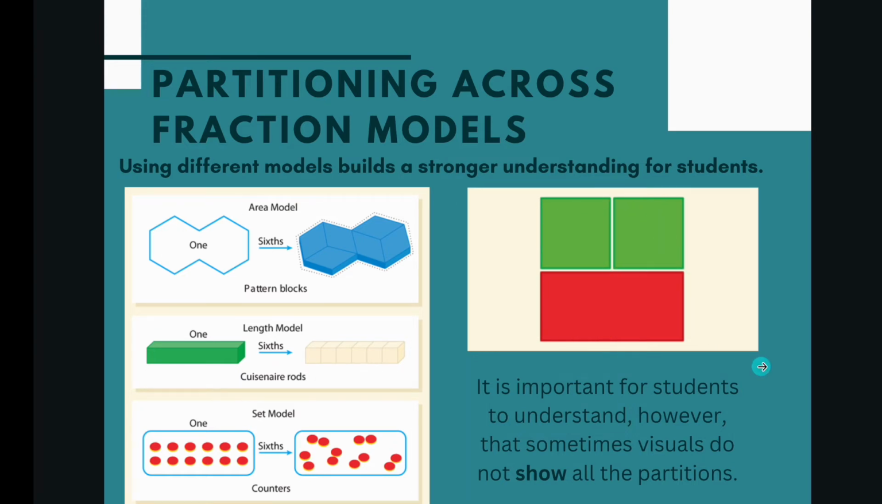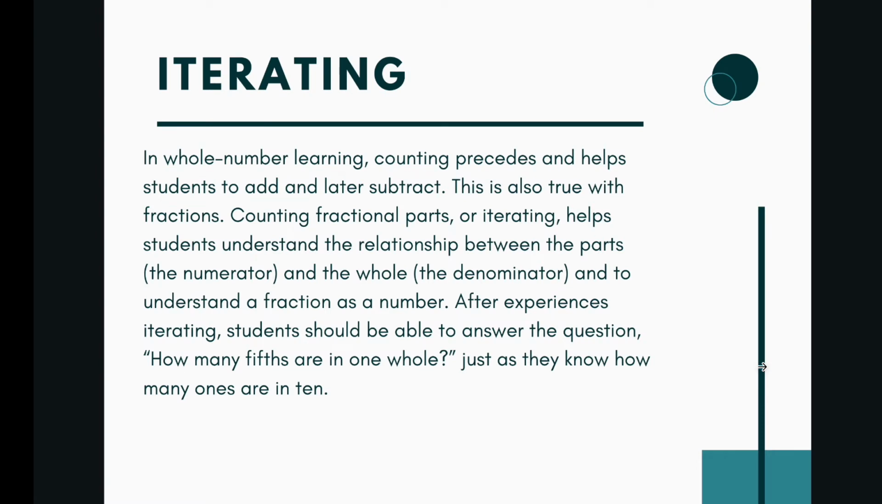The next concept we'll be talking about is iterating. In whole number learning, counting proceeds and helps students to add and later subtract. This is also true with fractions. Counting fractional parts, or iterating, helps students understand the relationship between the parts and the whole, and to understand a fraction as a number. After experiences iterating, students should be able to answer the question, how many fifths are in one whole?